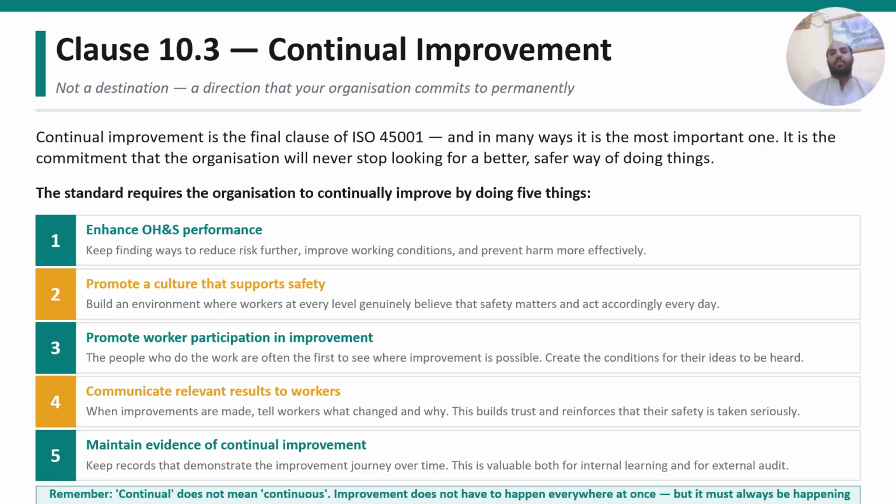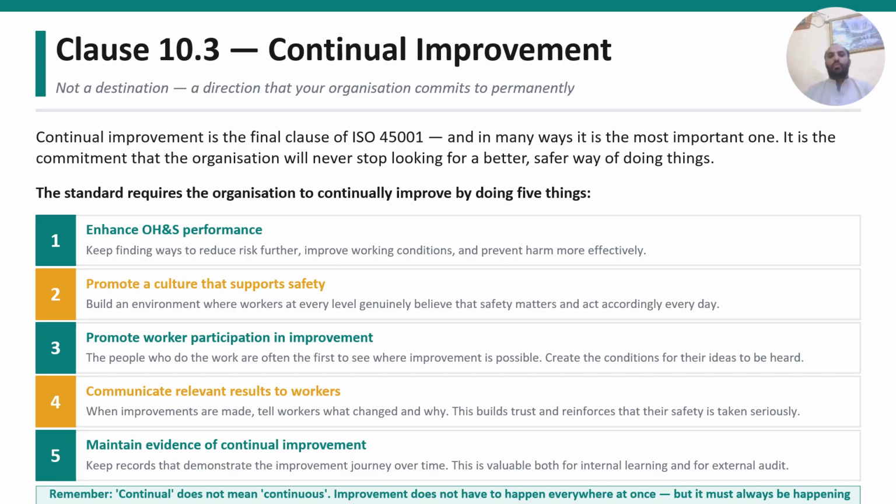And the fifth one is to maintain and retain documented evidence of continual improvement. Keep records of the improvement journey over time. This evidence is valuable for internal learning, for demonstrating progress to our own management, and for demonstrating the health of our safety system to external auditors.